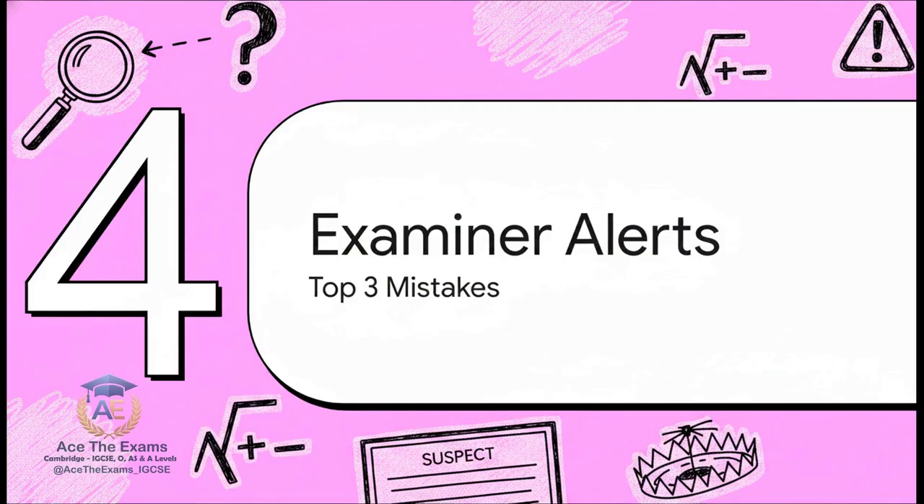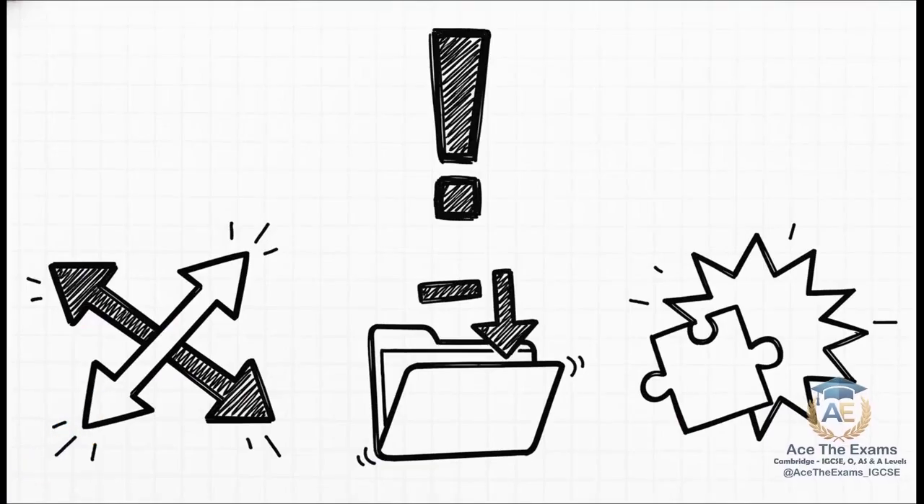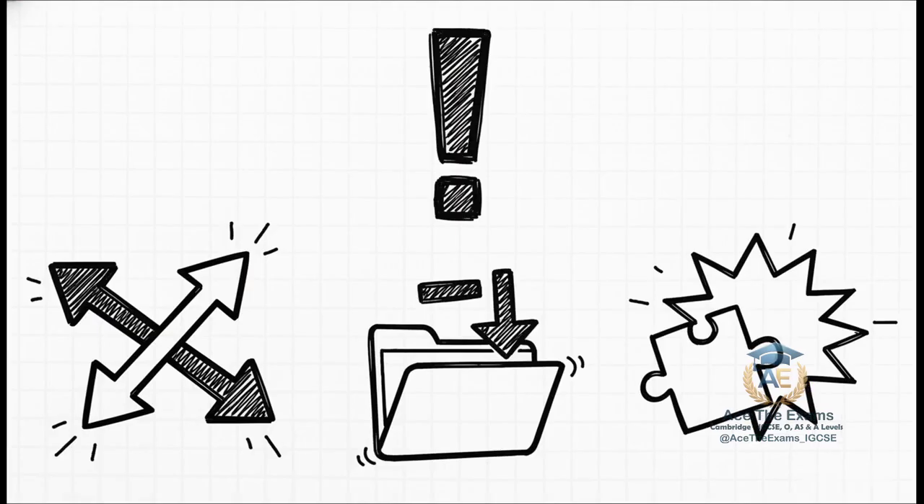Which brings us to Section 4, the top 3 examiner alerts. This is the suspect bulletin, folks. We are entering the final phase of our investigation, and I have pulled the direct case-losing errors straight from the official Cambridge Principal Examiner reports. These are the brutal traps that catch out thousands of candidates every single year. Let's look at the suspect bulletin. Pay extreme attention to this alert. The principal examiners have flagged 3 primary offenses.